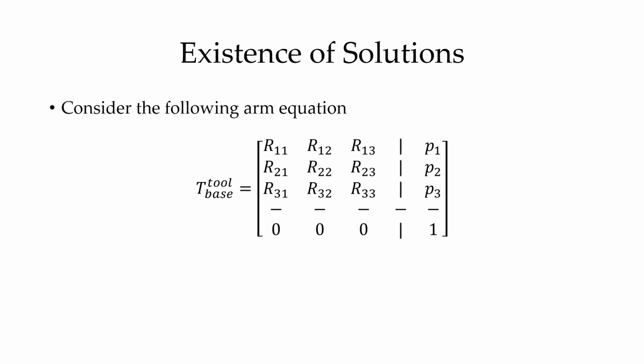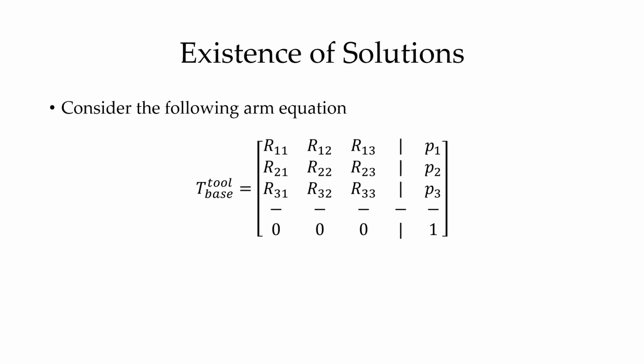Now let's look at the arm equation. The arm equation basically consists of the rotation matrix and the position of the tooltip. In the rotation matrix there are 9 parameters. Those are expressions, right? R11, R22, everything are expressions in terms of joint variables, sin theta 1, cos theta 1, complicated expressions we will get depending on the degrees of freedom of the robot.